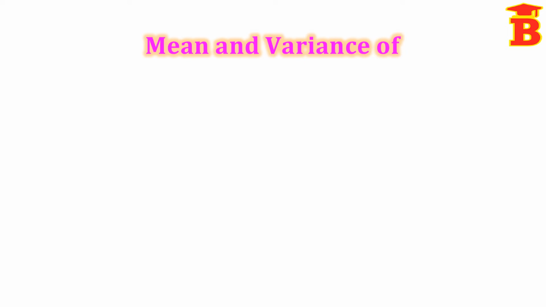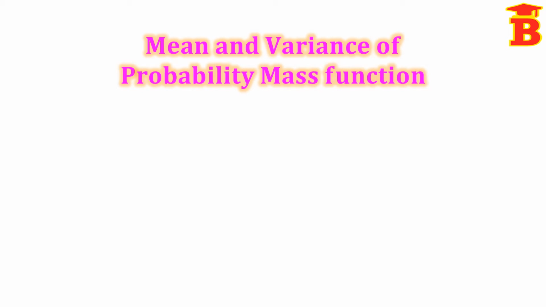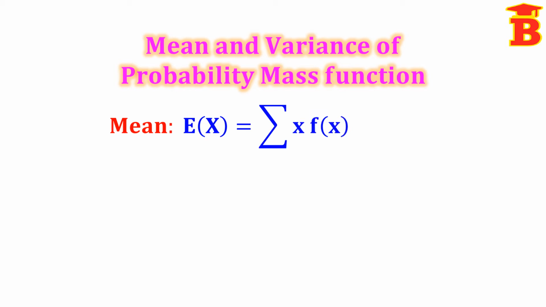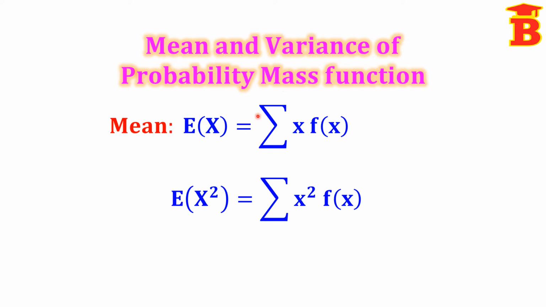We are going to learn mean and variance of probability mass function. Let us see the formulas. Mean E of x equal to summation x into f of x. E of x square equal to summation x square into f of x. Remember, for mass function we have to use summation formulas.